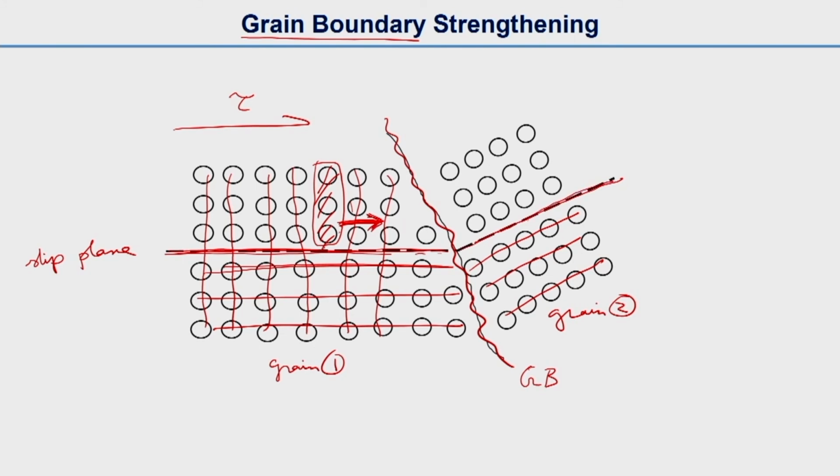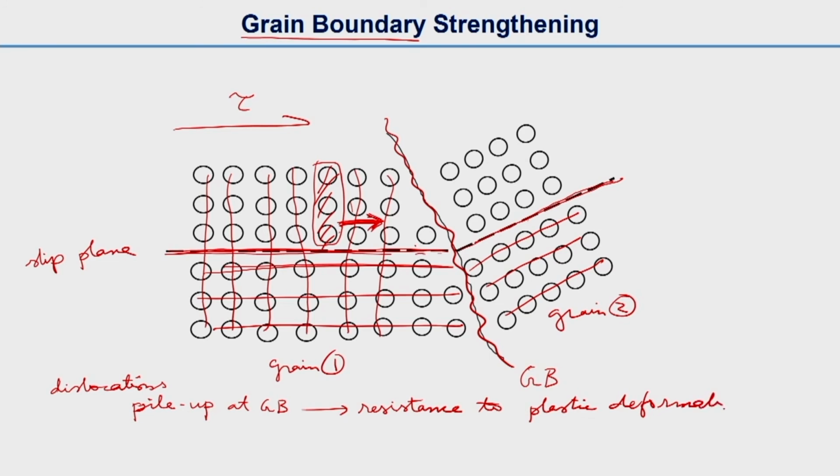So that is why the dislocations will pile up at the grain boundary. Dislocations will pile up like vehicles pile up when some accident happens with several vehicles; generally we call that a pile up. So the dislocations pile up at the grain boundary, and that means there is a resistance to plastic deformation. That means the strength of the material will increase. So dislocation movement is restricted, and that means the plastic deformation is restricted.